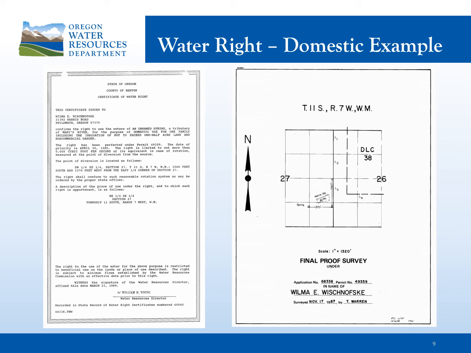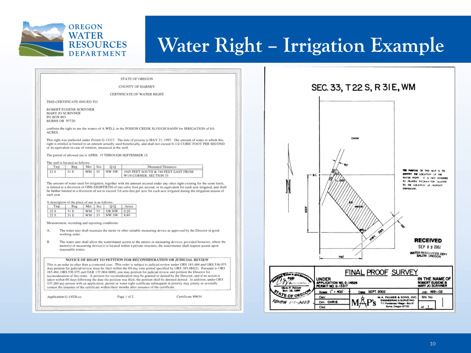Here is an example of a certificate for a domestic use right and the map associated with it. As you can see, many of the elements that were discussed on the previous slide are present on this document. Here is an example of a certificate issued for an irrigation use and the map associated with it. As you can see, the common elements that were previously discussed are also present on this document.